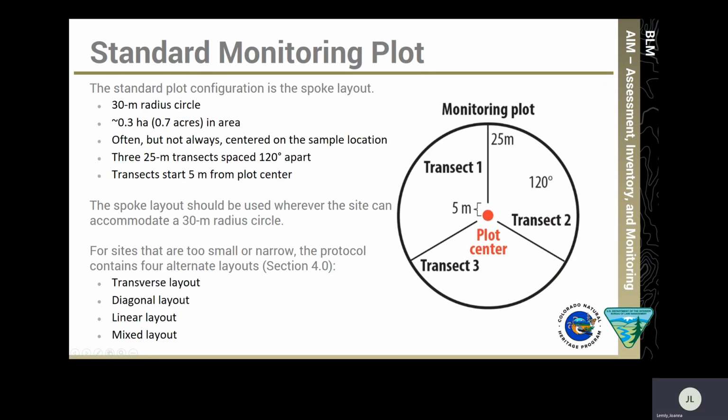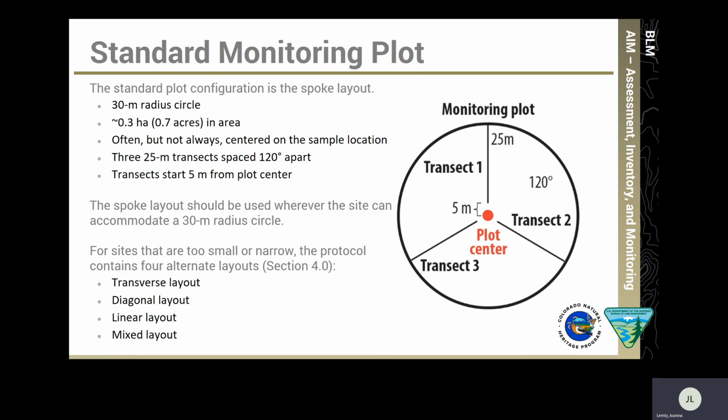The standard plot configuration is the spoke layout. The spoke layout is a 30-meter radius circle that encompasses approximately 0.3 hectares or 0.7 acres in area. The spoke layout is often, but not always, centered on the sample location. The spoke layout includes 3 25-meter transects spaced 120 degrees apart. Each transect starts 5 meters from the plot center. The spoke layout should be used whenever the site can accommodate a 30-meter radius circle.